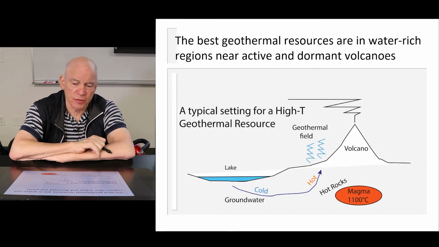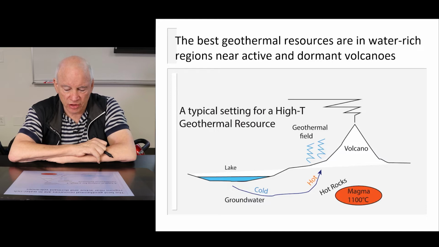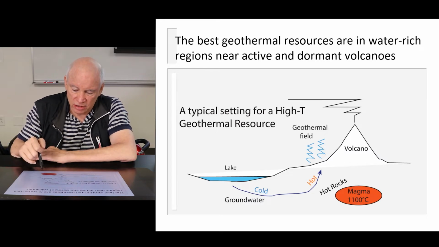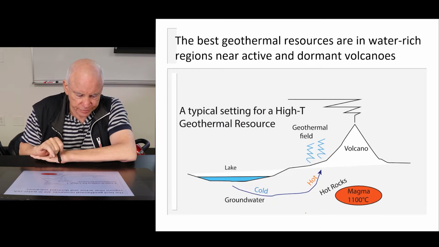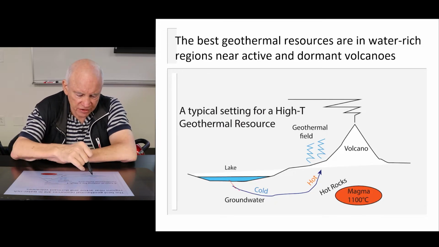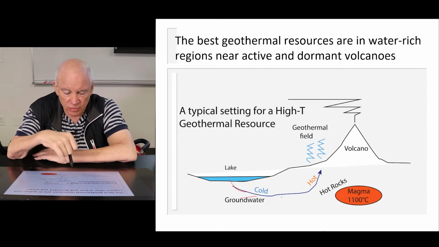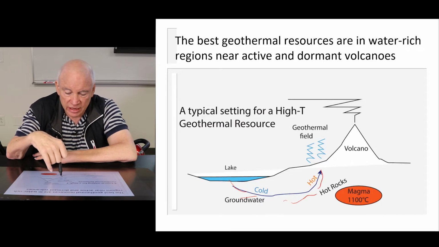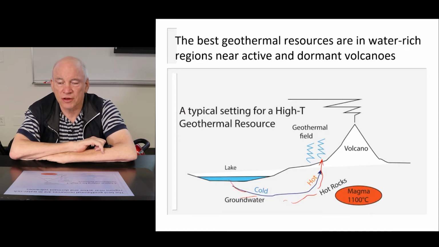So the best geothermal resources are in water-rich regions near active and dormant volcanoes. Here we've got a volcano, some magma down there, and hot rocks here. Lots of water comes in, say, from a lake. It becomes groundwater, starts off cold, but as it flows towards the hot rocks and the magma, it gets heated, and then it comes back to the surface in hopefully a geothermal field. That's what you're looking for in order to build a geothermal plant.